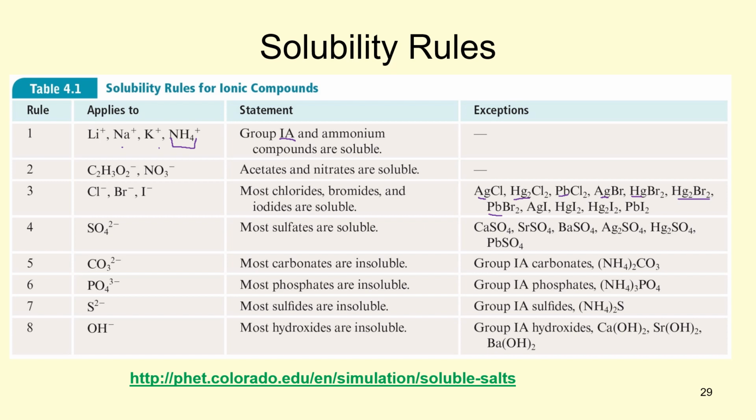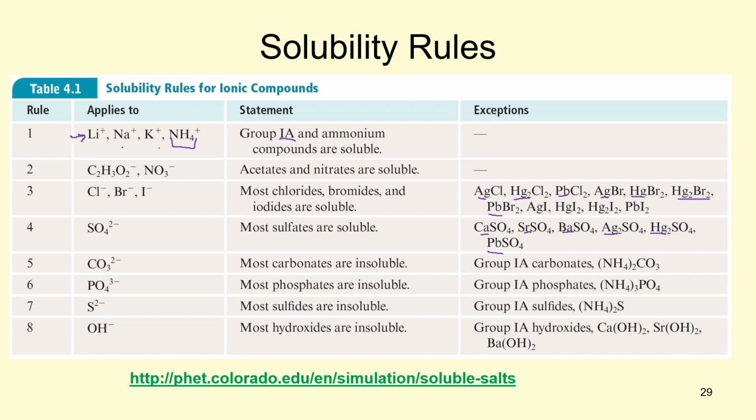Similarly, SO4 2-, most of them are soluble, except for, now we add a few more. So we've got the silver, mercury, and lead, and we also have barium, strontium, and calcium. So these six are insoluble. All the other sulfates are soluble. Now we flip. So carbonates, CO3 2-, most of them are insoluble. So the only ones that are soluble are, going back up to rule 1, if they have the lithium, sodium, potassium, I guess technically rubidium and cesium, but these are the main common ones. So the group 1A carbonates will dissolve, none of the others will.